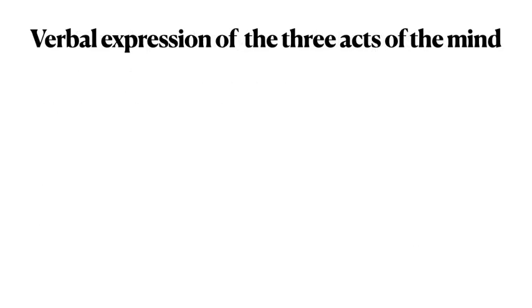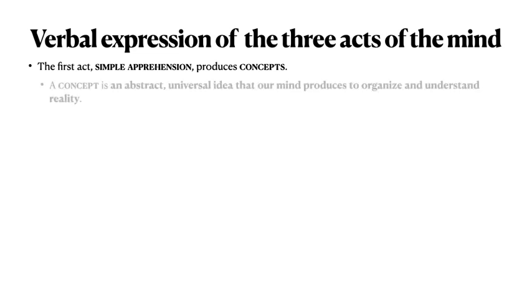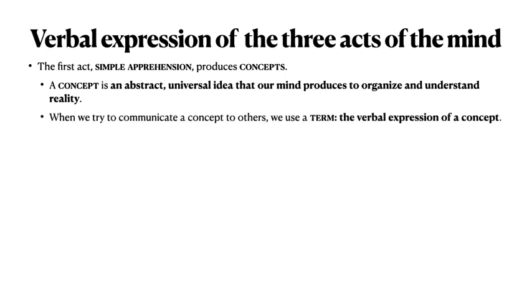Now, the verbal expressions for the three acts of the mind are pretty easy to keep straight. We've learned that the first act of the mind is simple apprehension, and we know that simple apprehension produces concepts. We haven't studied concepts yet, but in Chapter 2, we will spend a lot of time with them. Now I'll just give you the definition, that a concept is an abstract, universal idea that our mind produces to organize and understand reality. When we try to communicate that concept to others, we use a term, and we can define term as the verbal expression of a concept.